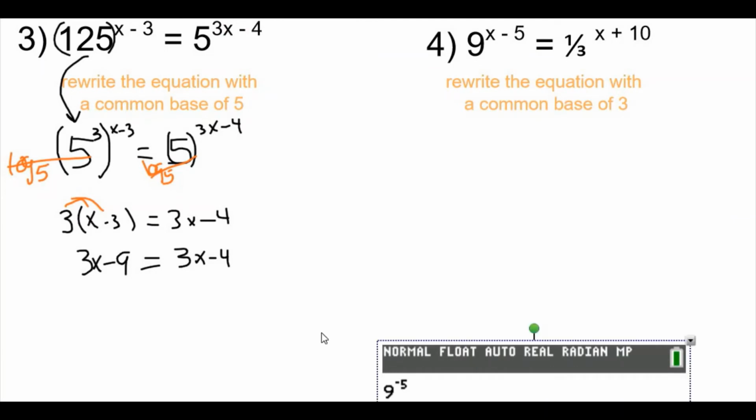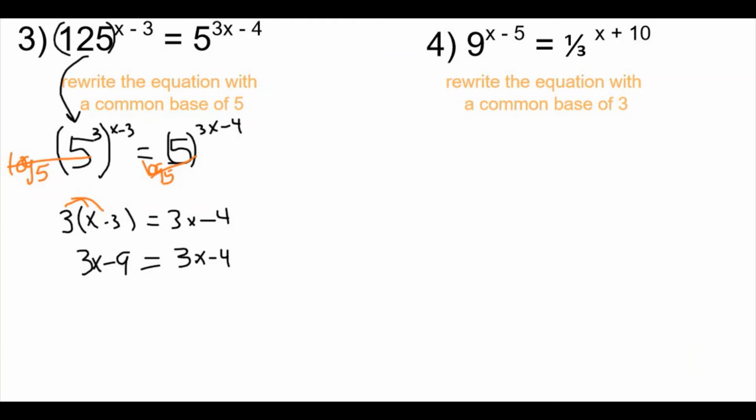And so what I'm going to do is add my 9, right? Getting rid of my addition and subtraction step. And then I'm going to subtract 3x on both sides. And I just wanted to review that things you learn in Algebra 1, they never go away. So here, this cancels, and over here I get 0, right? 0 is equal to 5.